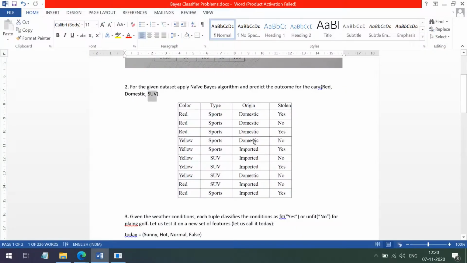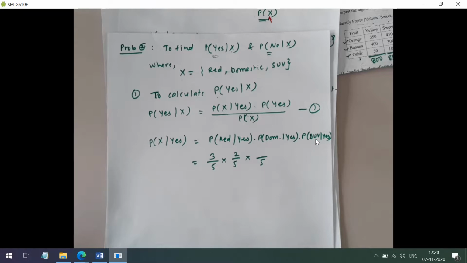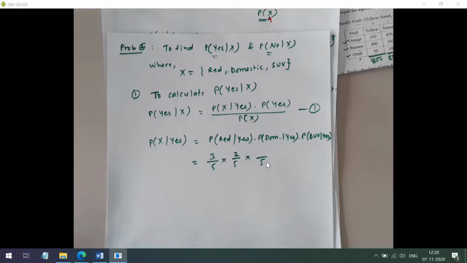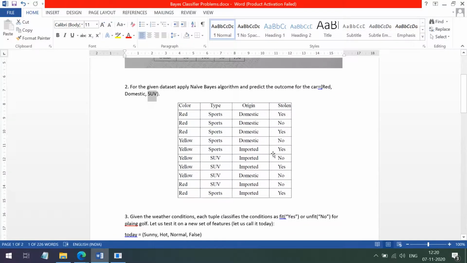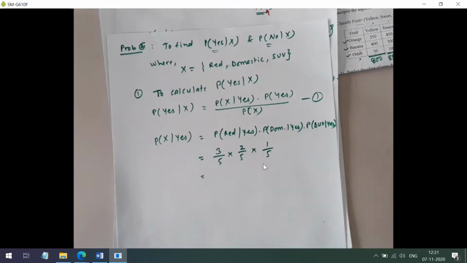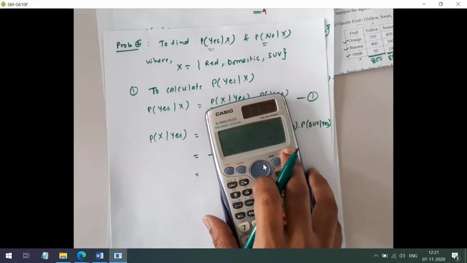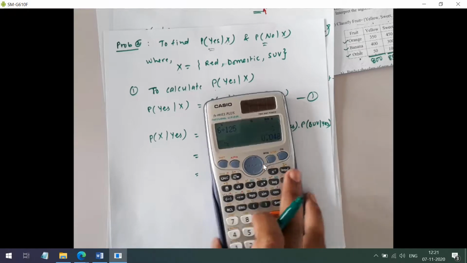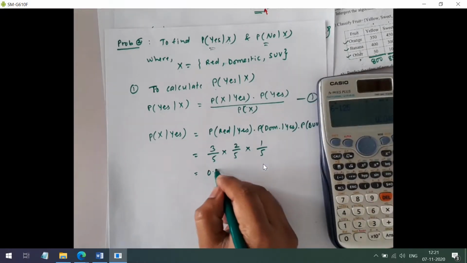For domestic, we have found out 1, 2, only 2. And for SUV now we are finding. How many yes are there? 5 yes are there, that I have noted down. And for those yes, how many SUVs are there? SUV is present here only, so only 1. So it will be 1 by 5. Let us calculate this value. It is 6 divided by 125, which is 0.048.